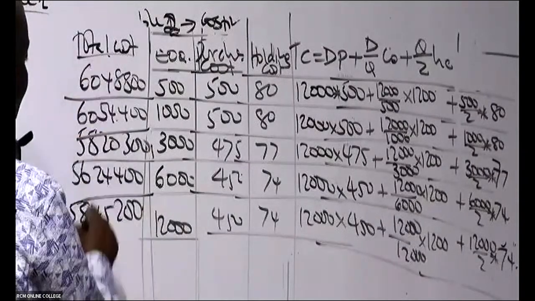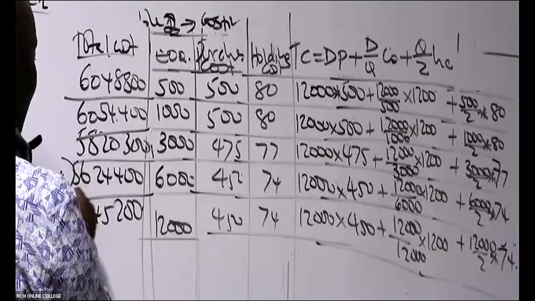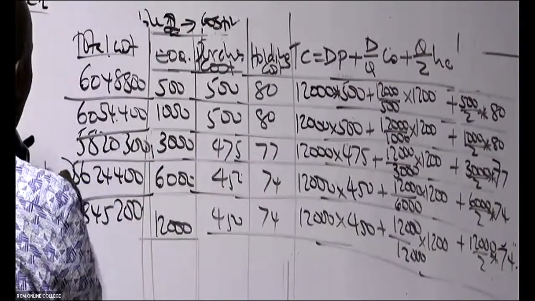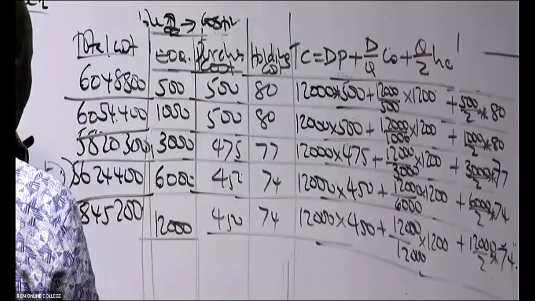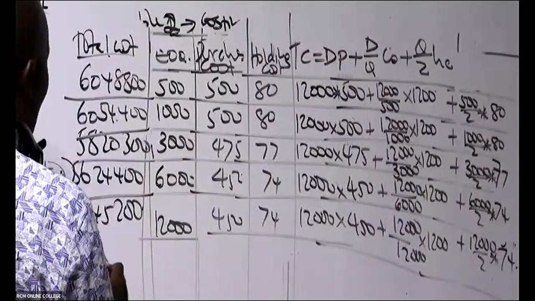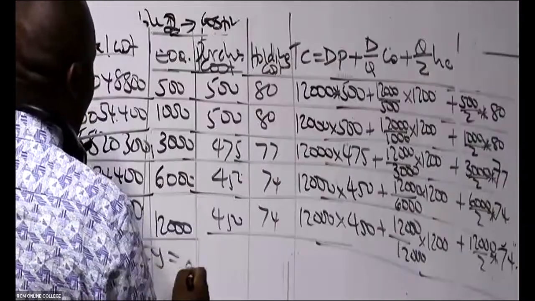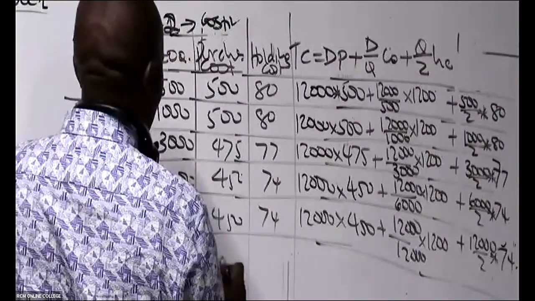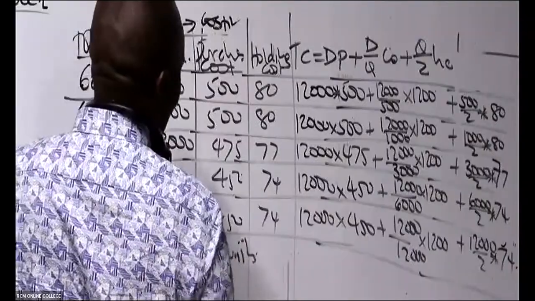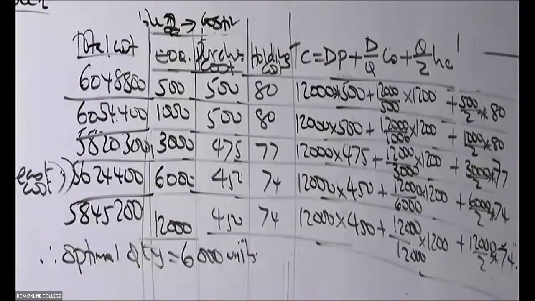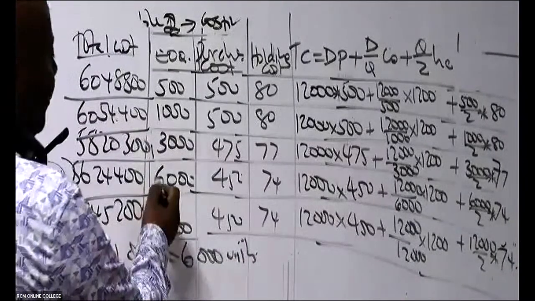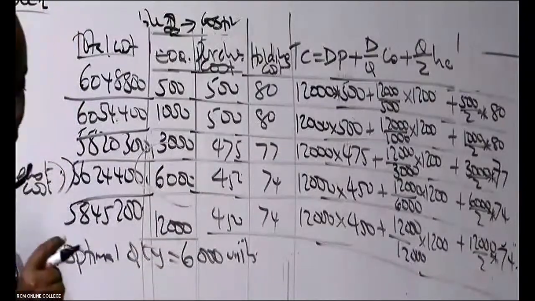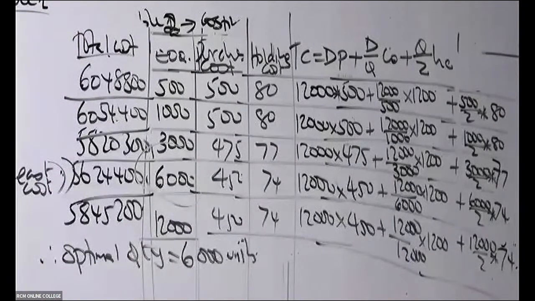So which one is the very least here? The very least is this one, the least cost. And therefore, the optimal quantity is 6,000 units. The optimal quantity to order is this one here. It will lead to the lowest cost, 58,452,100.